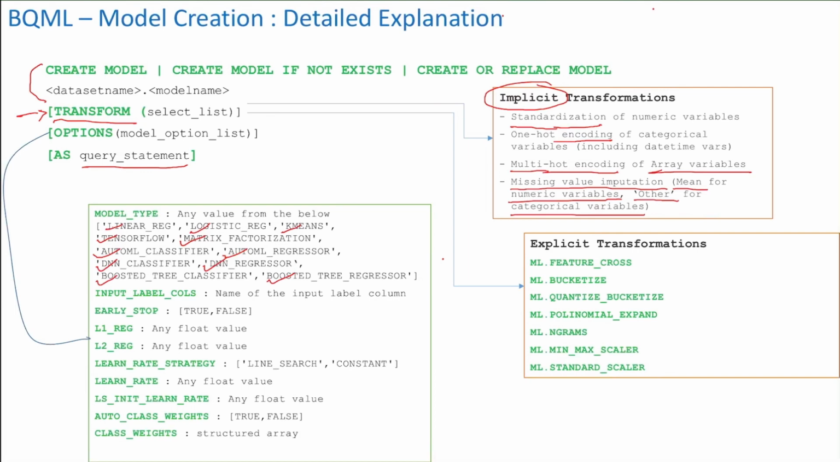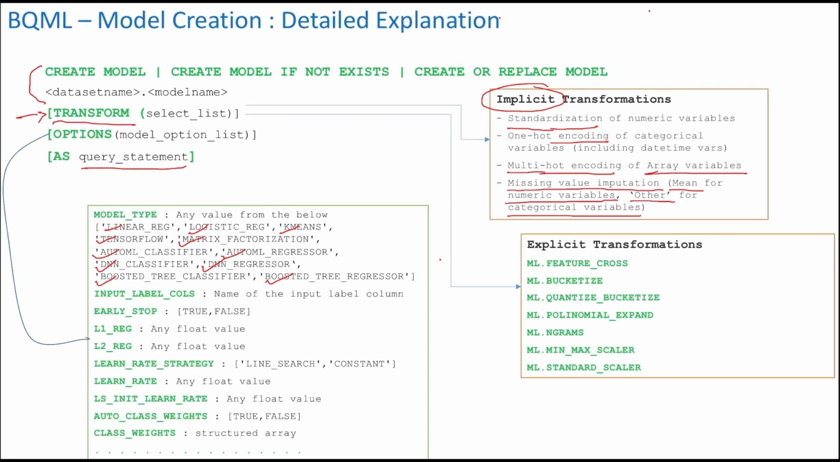Similarly, you can also create many other models like forecasting models, recommendation engines or neural networks by specifying different parameters for those models. This is just a quick overview of what different options are there. And then finally, we learned about the query statement, where you specify a query which gives the data for your machine learning model. So this is a detailed overview of the model creation command for BigQuery machine learning, and what kind of transformation options you have at your disposal, both implicit and explicit, and what kind of modeling techniques you can work with. In the next section, we will look at model evaluation in more detail. Thank you.